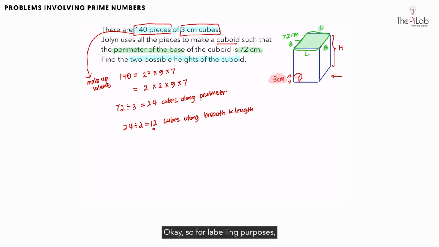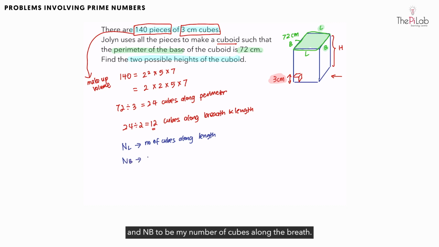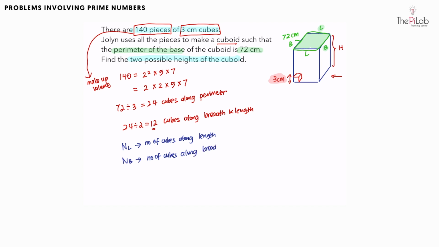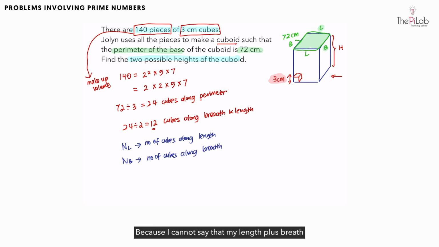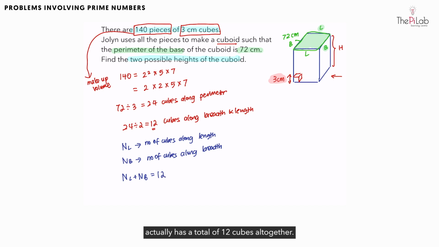For labeling purposes, I'm going to write down NL to be my number of cubes along the length, and NB to be my number of cubes along the breadth. Why do I need this NL and NB? Because I cannot say that my length plus breadth is equal to 12. That's wrong, because 12 is actually the number of cubes, not the actual perimeter. So I cannot do this. This means that my NL plus NB has a total of 12 cubes altogether.